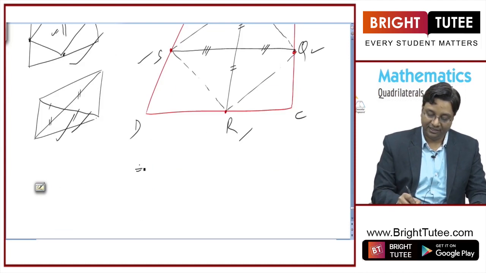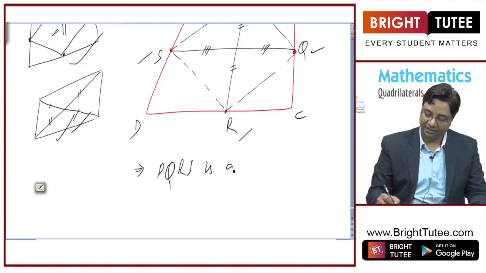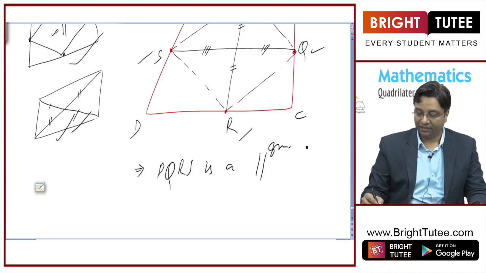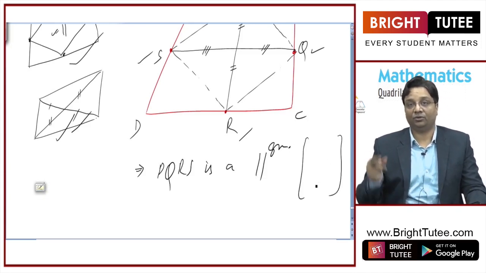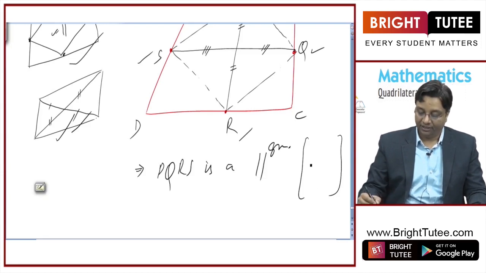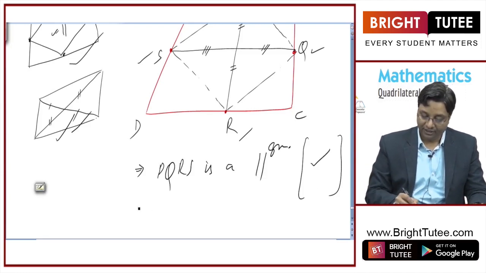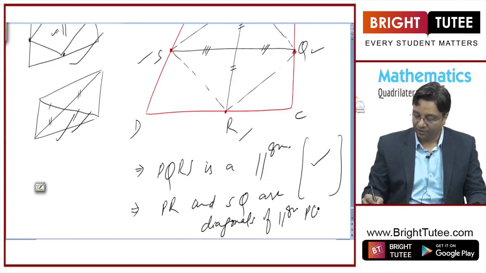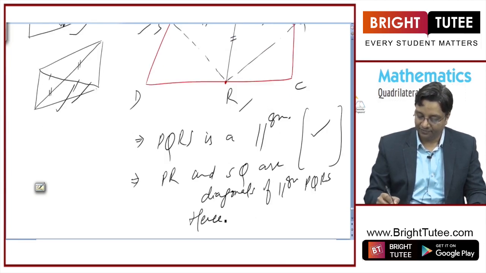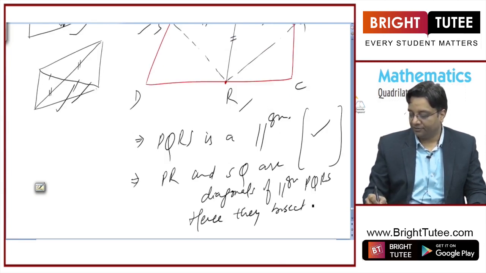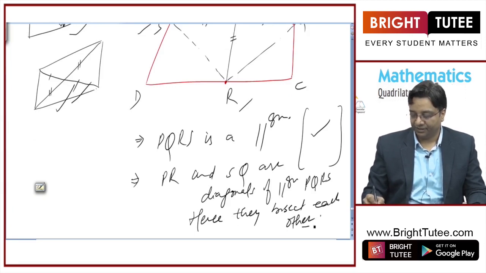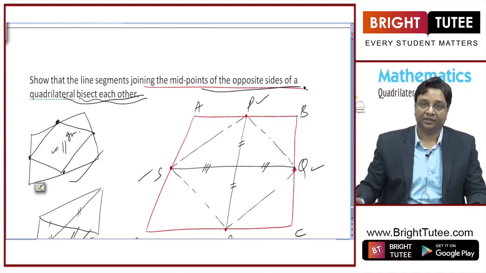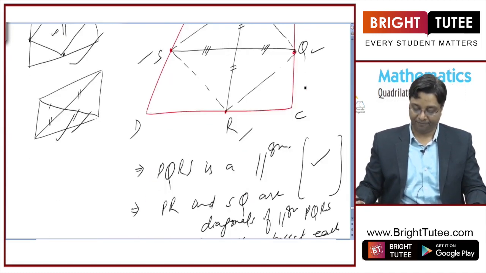Right? So what did I say? That PQRS is a parallelogram. Why? Because it is a quadrilateral made by joining the midpoints of a quadrilateral. Right? Or you can prove it also. Right? And the second statement I made, that PR and SQ are diagonals of parallelogram PQRS, hence they bisect each other. This is what we need to prove here. I hope this question is clear to you. Okay.